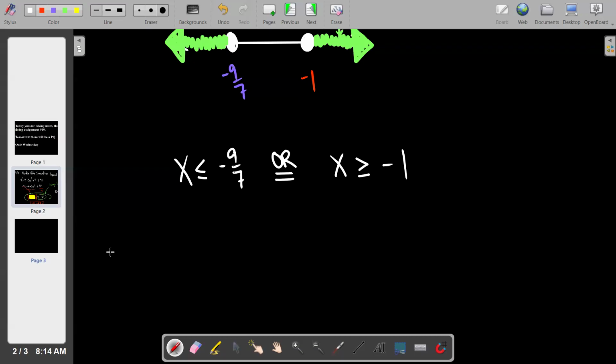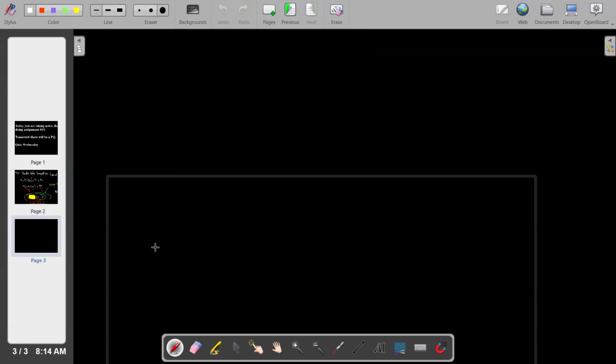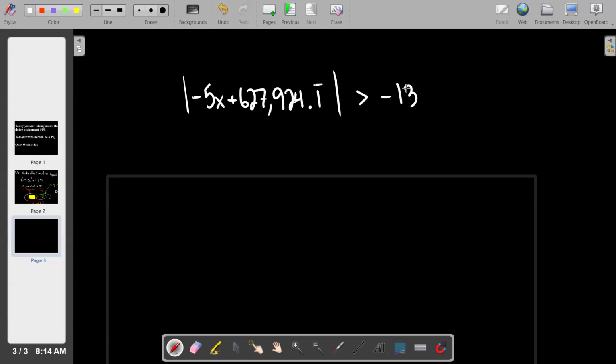Good. All right. So again, on these last two, I'm going to just cut right to the end. I'm going to get rid of all the adding, subtracting, and dividing and just save us a little bit of time. So I just want to make sure you guys are all on the correct page. So for this one, we're going to have the absolute value of -5x plus 627,924.1 repeating is going to be greater than -13.